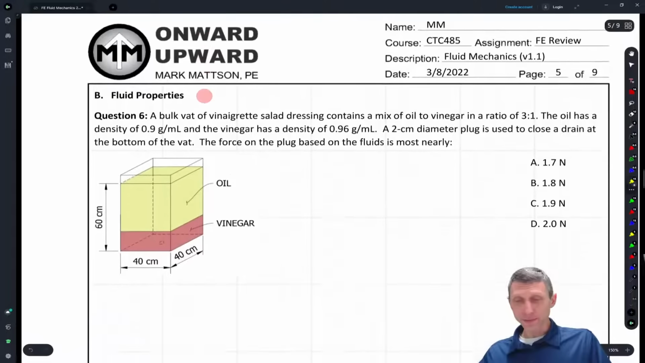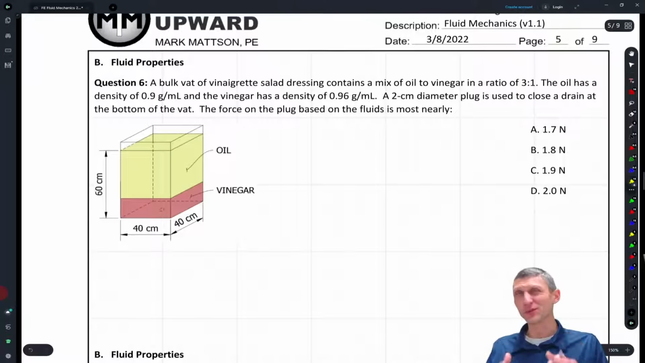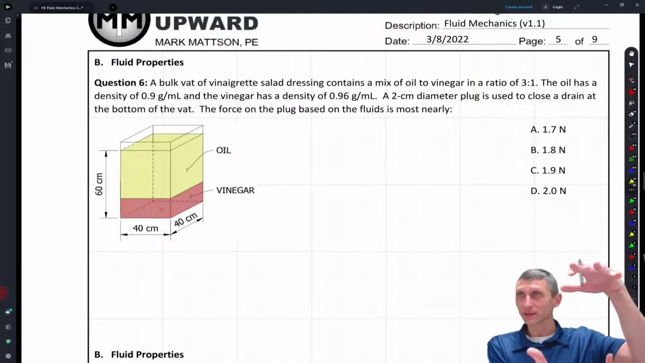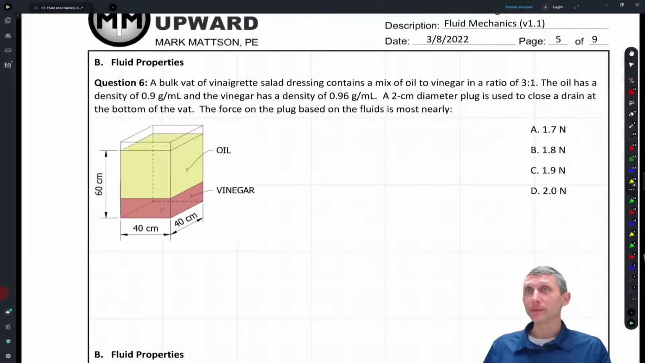Okay, so let's come back down here. We have a bulk vat of vinaigrette. So 60 centimeters, that's about 2 feet. We've got this bulk giant thing of salad dressing. Maybe this is where it's being made, I don't know. Maybe it's just somewhere. But we have this bulk thing of salad dressing. It's in a ratio of 3-to-1.